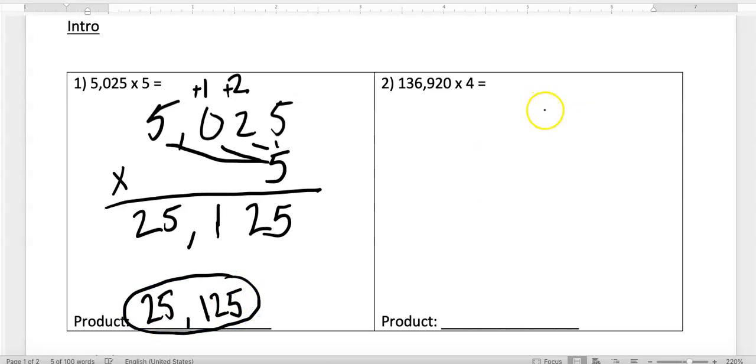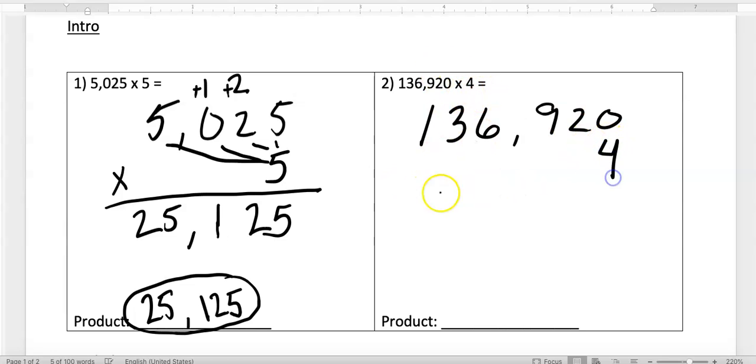Let's come on over to number 2. 136,920. This is a pretty large number, so I'm going to make sure I write as clear as possible so that my digits are in the correct place. These are 4 ones. I'm going to bring those 4 ones in the ones place, drop it there. My multiplication symbol goes there, so I'm reminded what I'm doing.